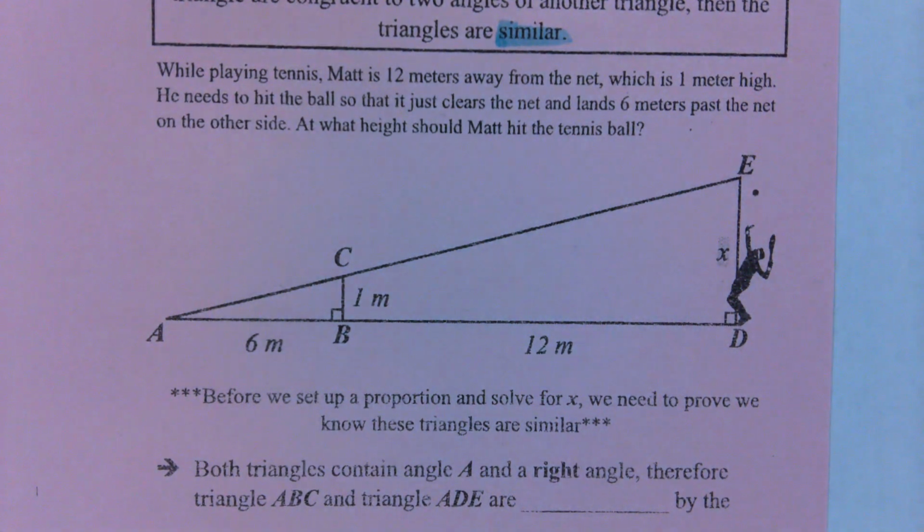While playing tennis, Matt is 12 meters away from the net, which is 1 meter high. Matt needs to hit the ball so that it just clears the net, which means it just goes over the net, and lands 6 meters past the net on the other side. So at what height should Matt hit this tennis ball?